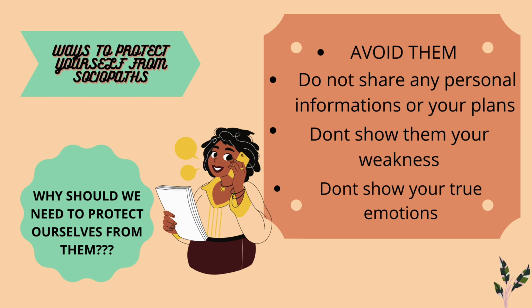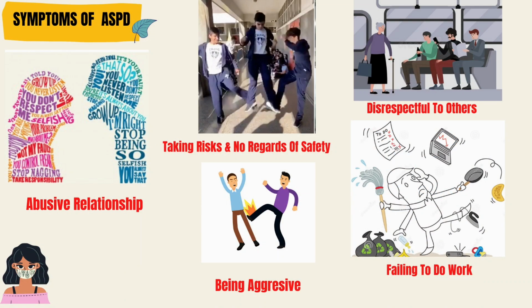When there are ways of protecting, I'm pretty sure many of you will have this thought in you: why are we supposed to protect ourselves from sociopaths? The reason behind this is because sociopaths might end up being aggressive and dangerous, which might cause harm to the person surrounding them. The symptoms of antisocial personality disorder are having abusive relationships, being disrespectful to others, being aggressive, failing to complete work, and also having no regard for safety, where they love taking dangerous risks that will bring harm to themselves and also people around them.